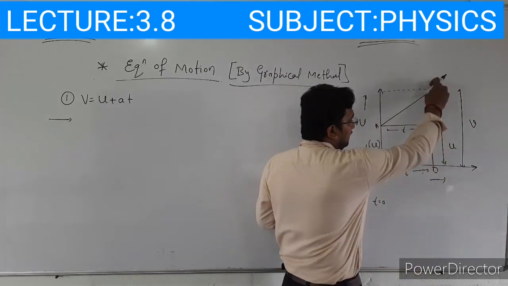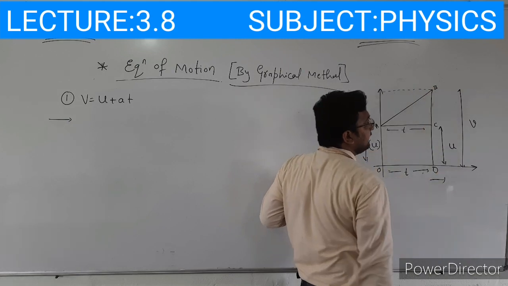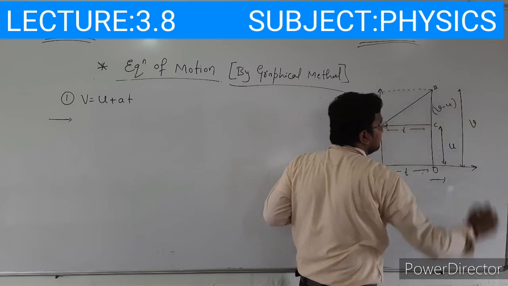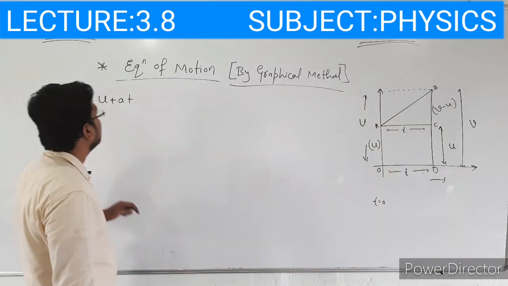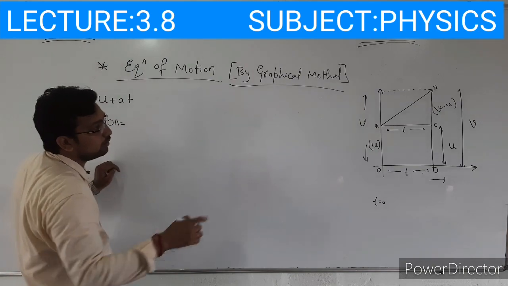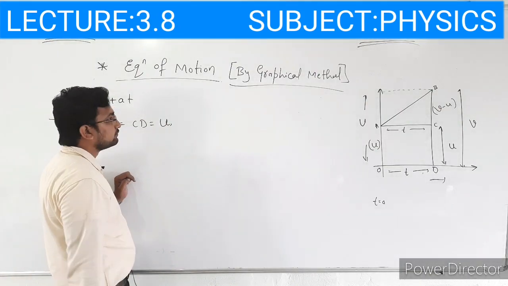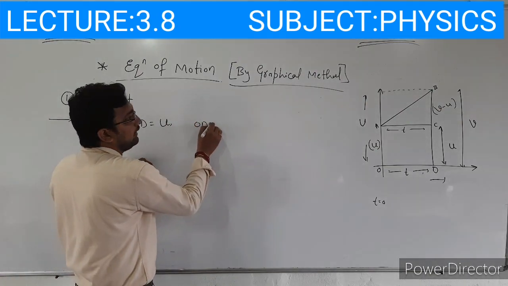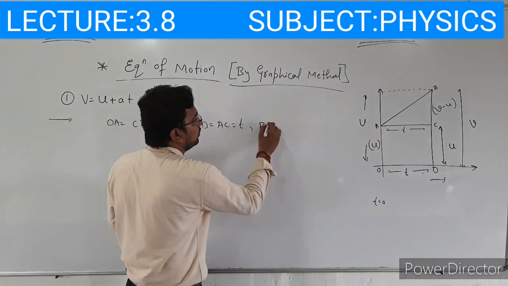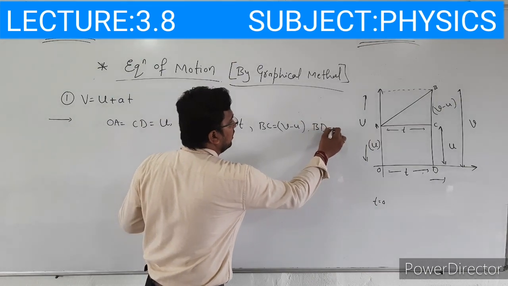Then see here, the BD value is v and the CD value is u. Then what is the value of BC here? That is v minus u. So first we will write all the values here. OA is equal to CD is equal to the initial velocity, that is u. After that OD is equal to AC is equal to t. BC is equal to v minus u. Then BD is equal to the final velocity, that is v.